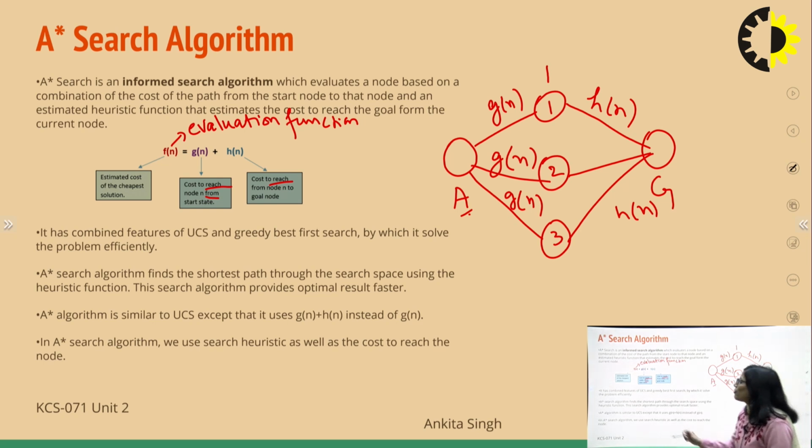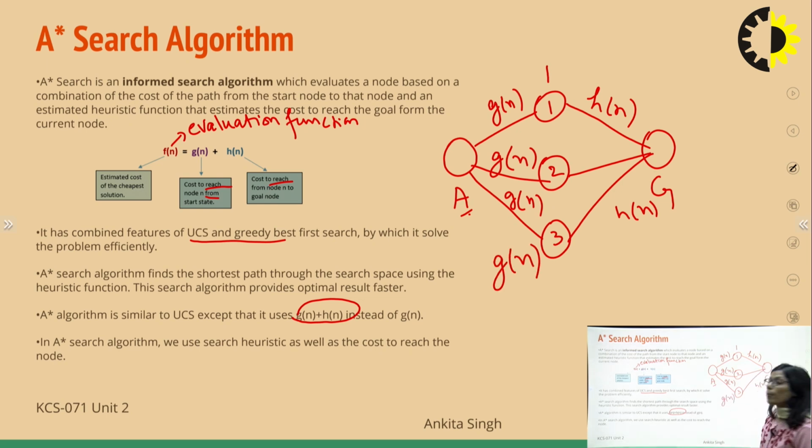Now, it combines features of both UCS and greedy best first search algorithm. The uniform cost search algorithm we have discussed in your uninformed search strategies. So, it is a combination of your UCS, that is uniform cost search, and your greedy best first search. A star search algorithm finds the shortest path through the search space using the heuristic function. This algorithm provides optimal results faster. A star algorithm is similar to UCS because it uses g of n plus h of n. Your UCS, or uniform cost search algorithm, was based on only g of n. Your best first search algorithm was based on your h of n values, whereas your A star algorithm is based on both, g of n plus h of n.